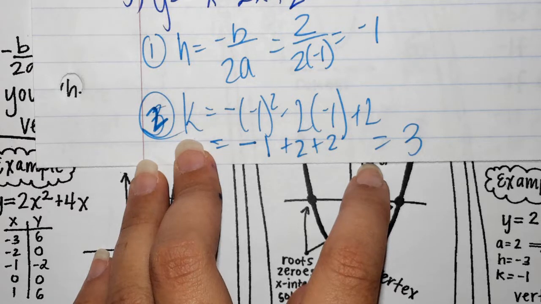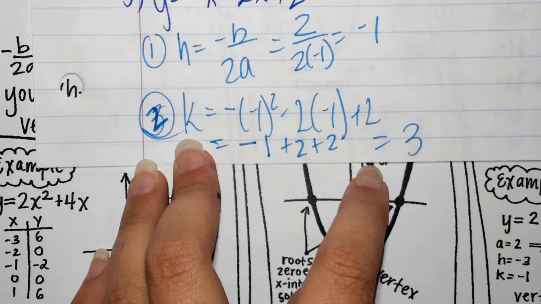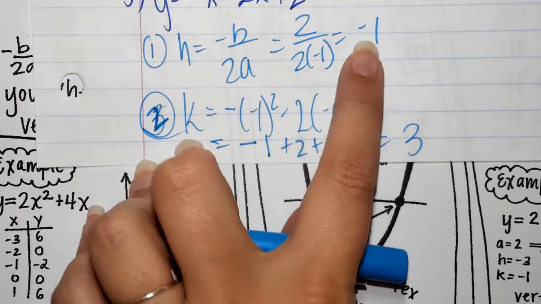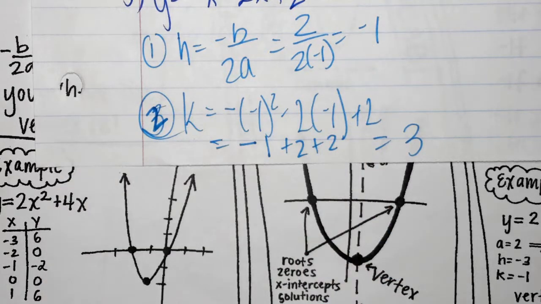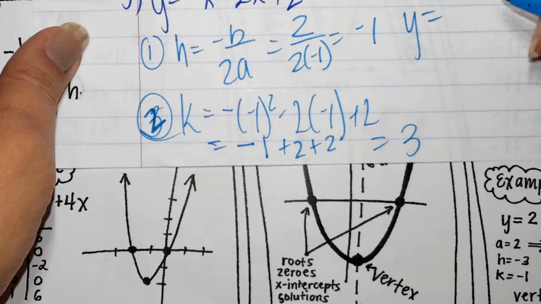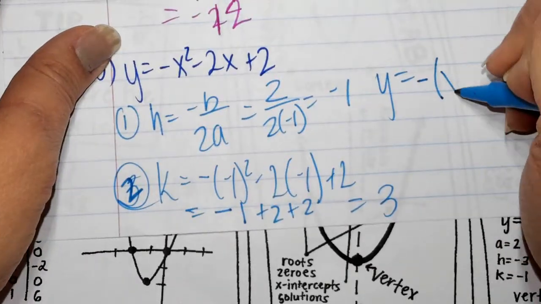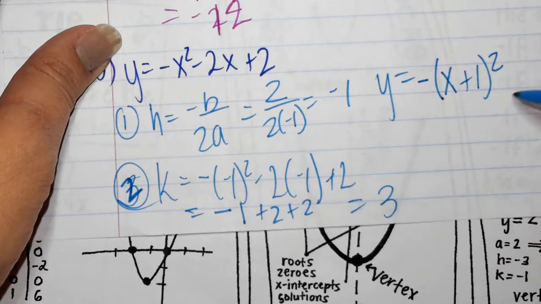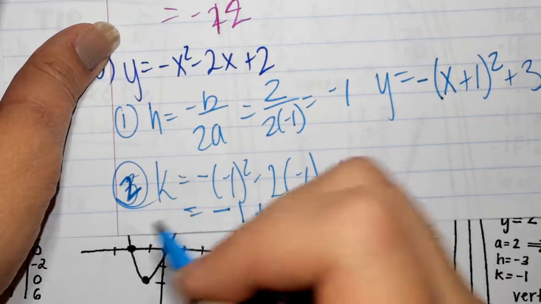3 minus 2. And then you got 3. But you need to make sure you got the right thing right here. I said positive. So then y equals negative parentheses x plus 1 quantity squared plus 3.